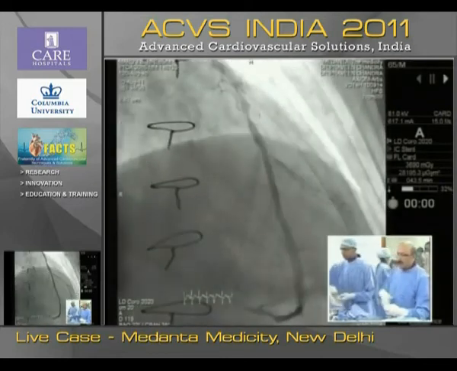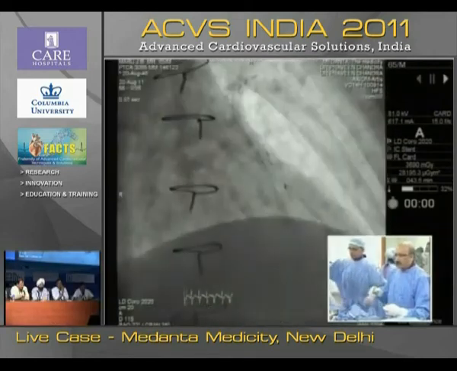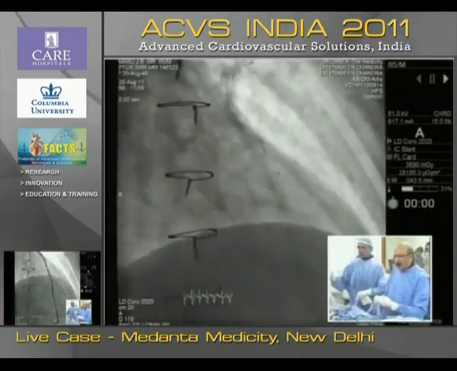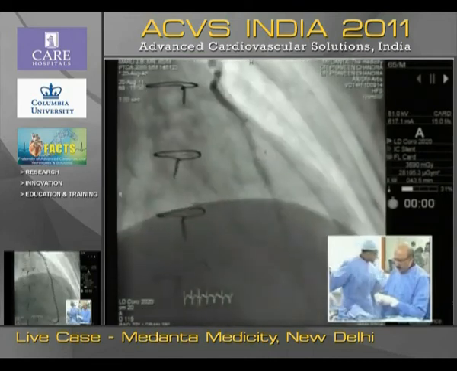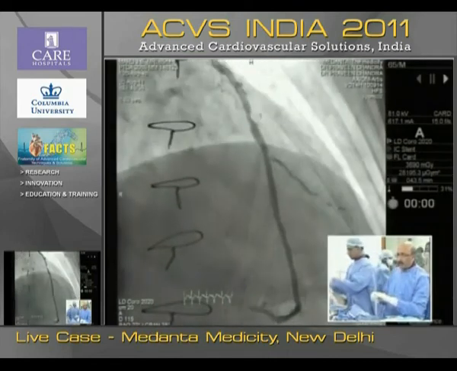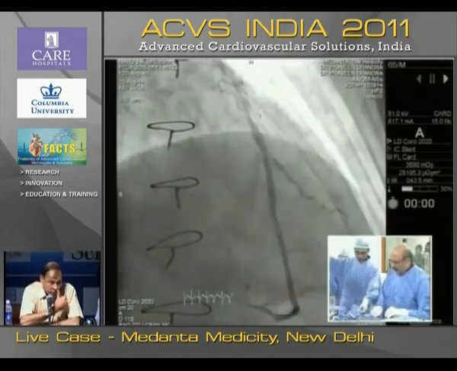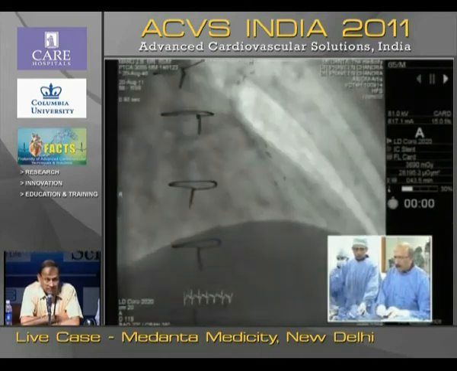What is your plan for the proximal lesion? I don't think it is critical. I think we will leave it at this stage, because it is not looking critical at all, and it is about 50% at the most. A little more than 50. But the concertina effect is quite well seen there in the proximal part.